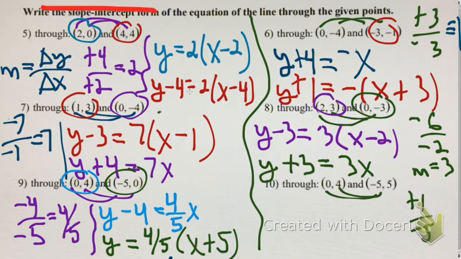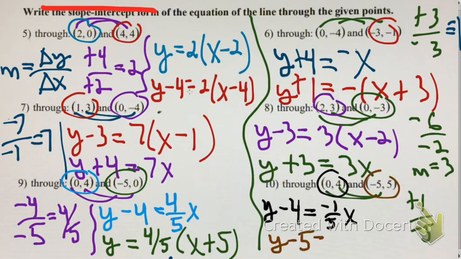Let's just go ahead and get us an equation here. Y minus 4 equals negative 1/5. It's x plus 0, so we don't have to put plus 0. We don't need parentheses at all. And then our next point, y minus 5 equals negative 1/5, x minus negative 5, so x plus 5.